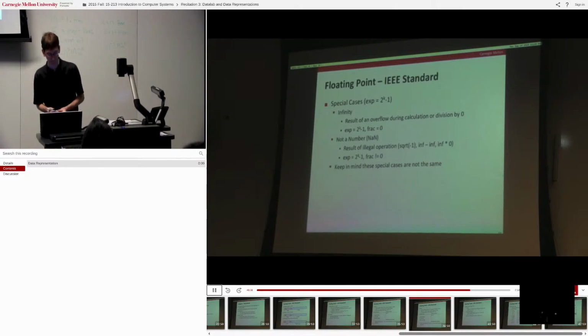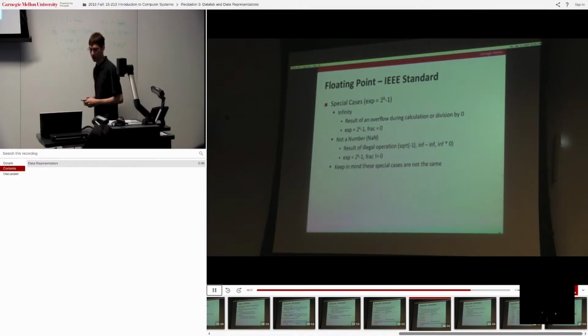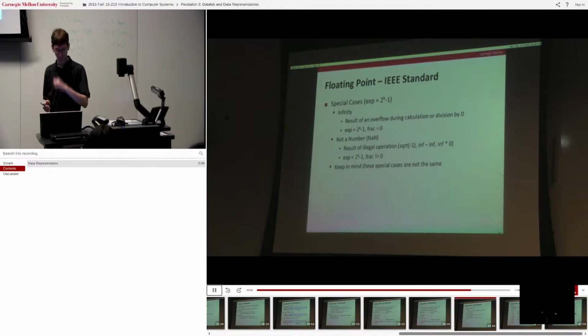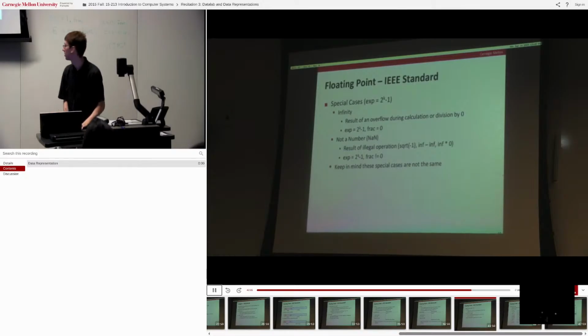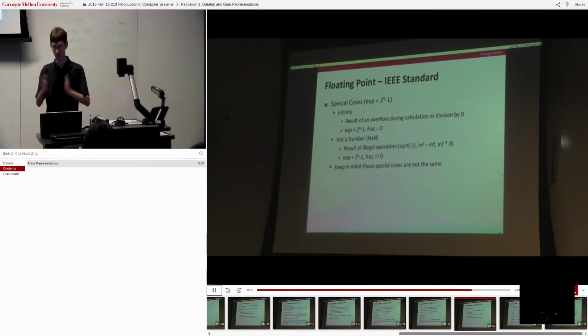And then we have not a number. In infinity and negative infinity, all of the frac bits will be 0. If you ever have a case where the exponent is all 1s and the frac is something other than 0, then that represents not a number. So not a number and infinity are two distinct things. Make sure that you remember that they're two distinct things.